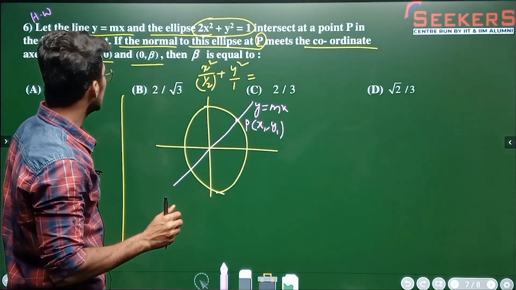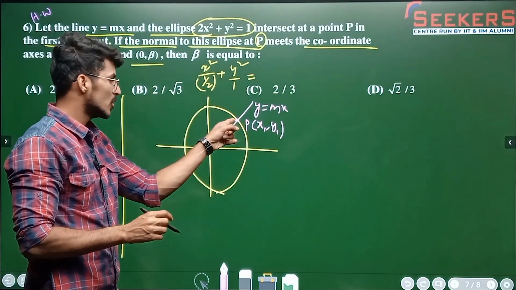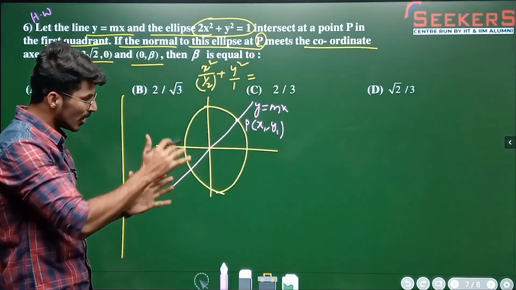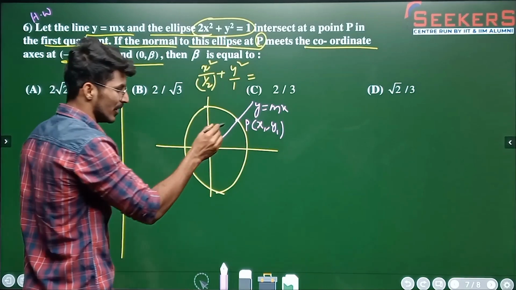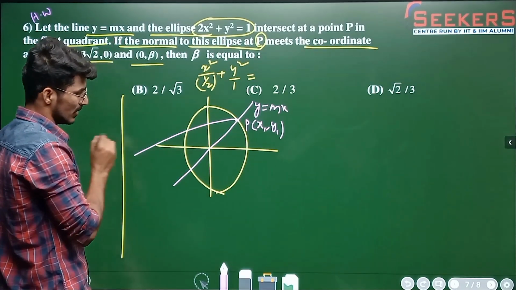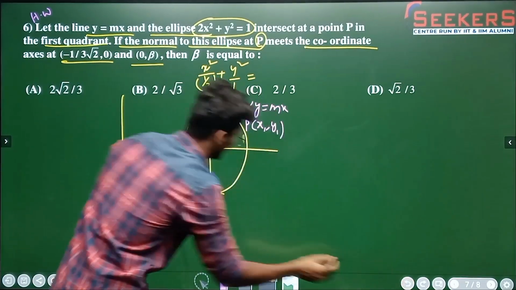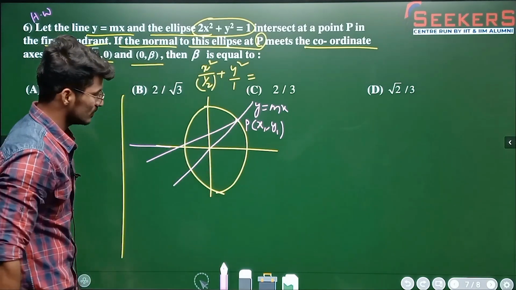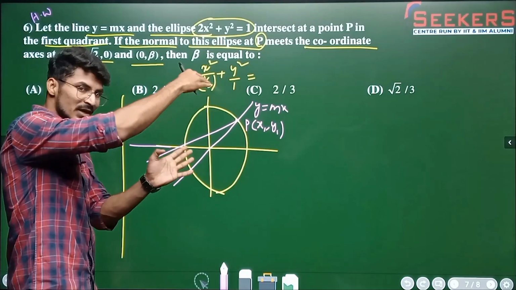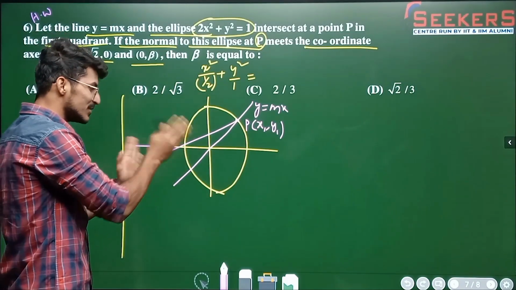Yes, in the first quadrant, if the normal to this ellipse at point P. So, what he is doing here is drawing a normal at this point P. Normal is nothing but it will be perpendicular. If I draw it, it is not looking like a normal, in fact. Just try to understand the diagram, please. If I make a normal like this, the normal would definitely be perpendicular, okay. Please imagine this is a normal now.